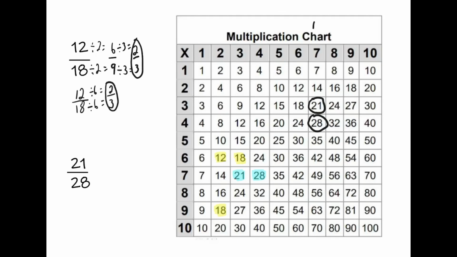So if we're looking to simplify 21 over 28, we can divide both of these numbers by 7 because they're both multiples of 7. As we can see on the multiplication chart, 28 divided by 7 is equal to 4, and 21 divided by 7 is equal to 3. So 21 over 28, written in its simplest terms, is 3/4.